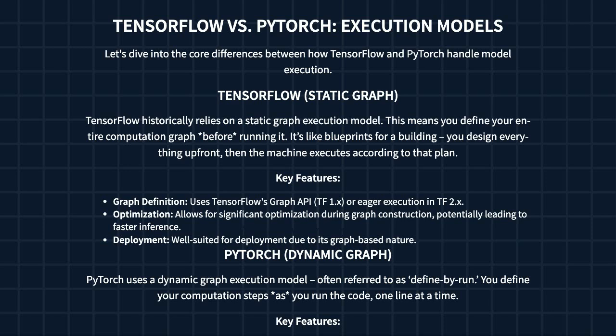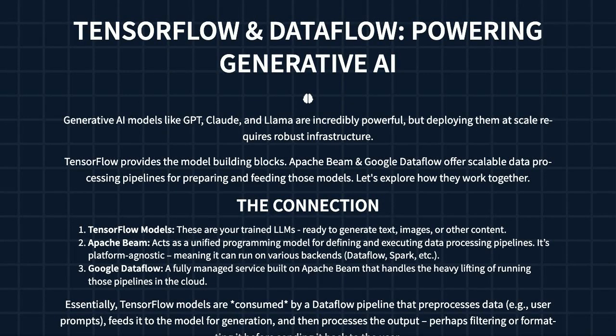Now, let's move on to PyTorch. It uses a dynamic graph, defined by run. Basically, you define your computation step by step as you execute the code. This makes things a lot more flexible and intuitive. You can easily debug because you can just run through your code line by line like normal Python code. It's often felt as more natural for people who are used to programming in Python. Essentially, TensorFlow prioritizes optimization and deployment, while PyTorch emphasizes flexibility and ease of use. Both have their strengths.